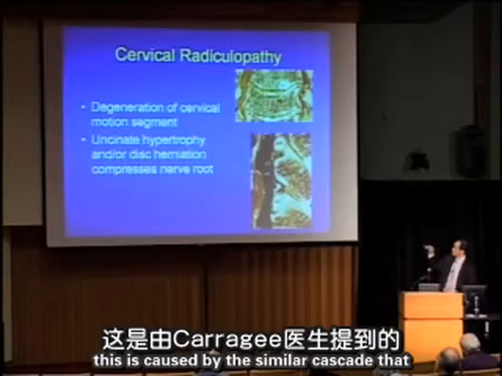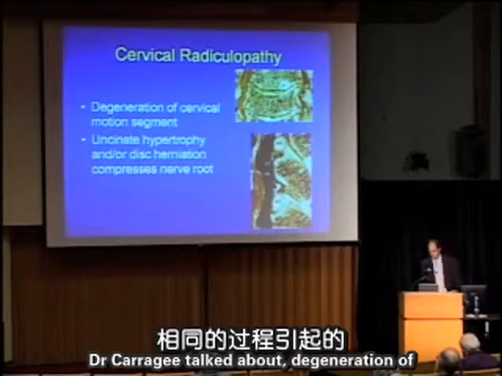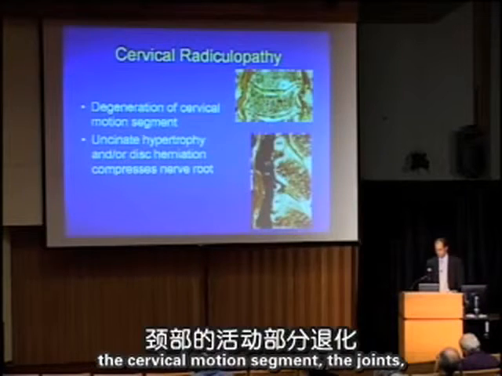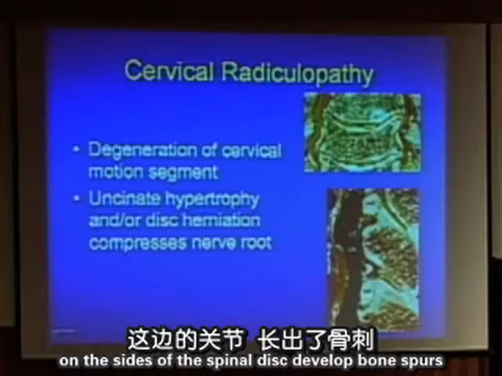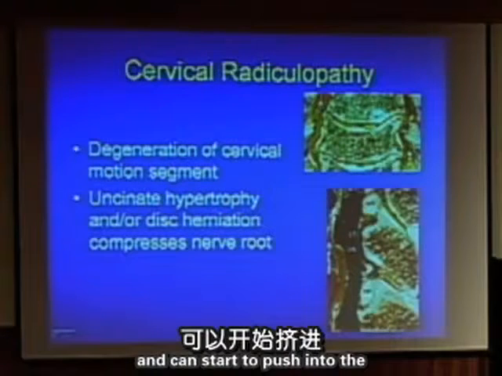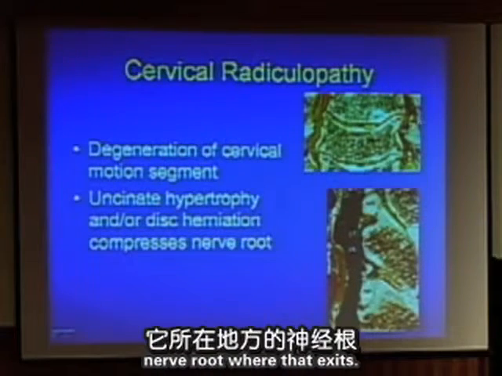And this is caused by the similar cascade that Dr. Karagi talked about: degeneration of the cervical motion segment, the joints, the uncinate joints, which are these joints over here on the sides of the spinal disc, develop bone spurs and can start to push into the nerve root where that exits. You see this on the other side right there.